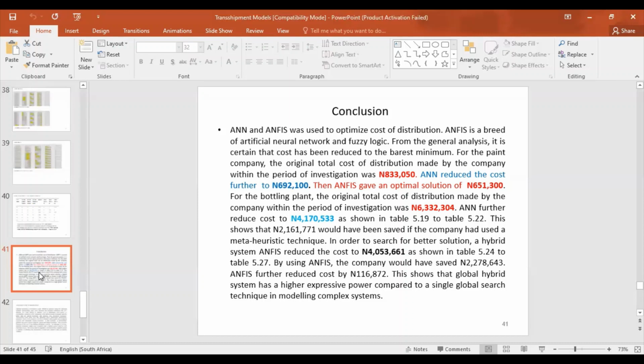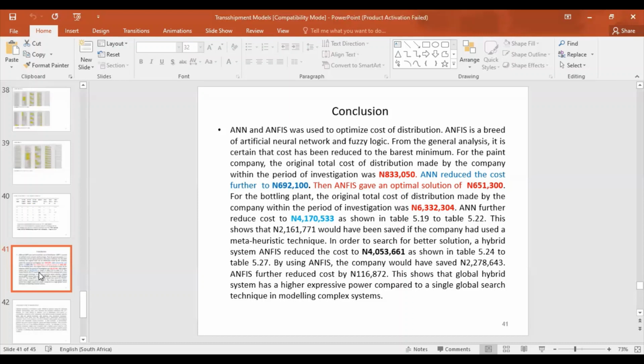And using the ANFIS model, we were able to reduce cost to about 651,300 for ANFIS, 692,100 for ANN, and 833,050 for the rule of thumb used by the company. So at the end of the day, it is very clear that the company would have saved a whole lot of money using the adaptive neuro-fuzzy inference system.